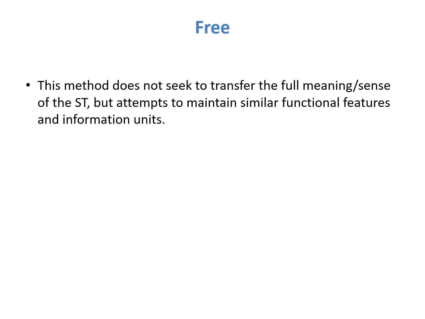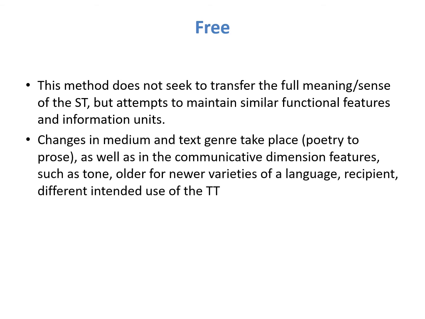Free translation. This would be the B side, the alter ego of the literal strategy. This method seeks not to transfer the full meaning or sense of the source text, but rather it attempts to maintain similar functional features and information units. So as you can see, equivalence in functionality and information of certain chunks or segments of information in the source text would be the overall goal.